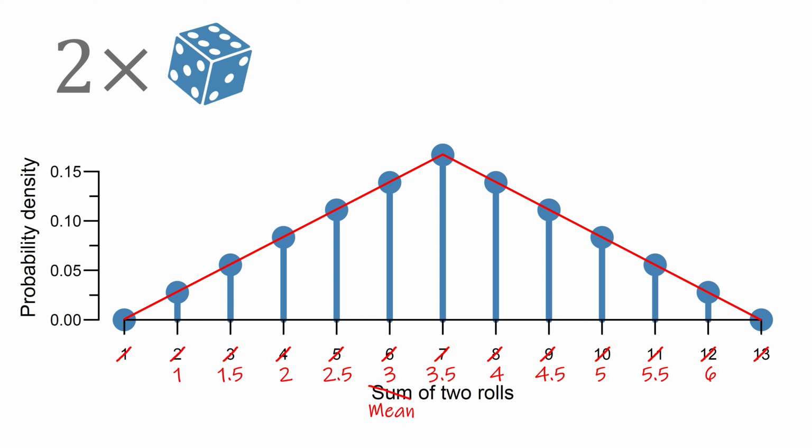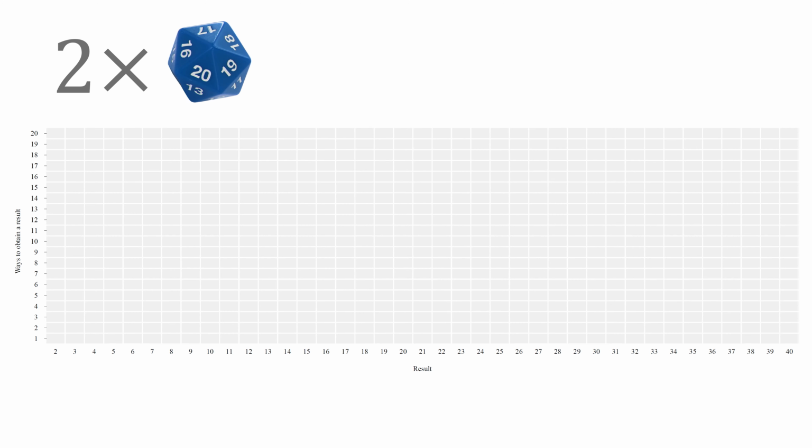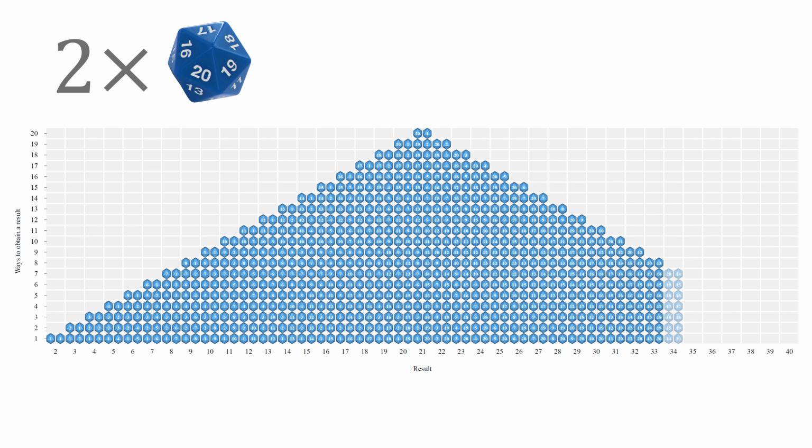It turns out this is true for all sums of 2 events with equal probability of the outcome. For example, this is what it looks like when you roll 2 20-sided dice. One way to roll 2, 2 ways to roll 3, etc., all the way up till 21, after which there are fewer possible combinations.